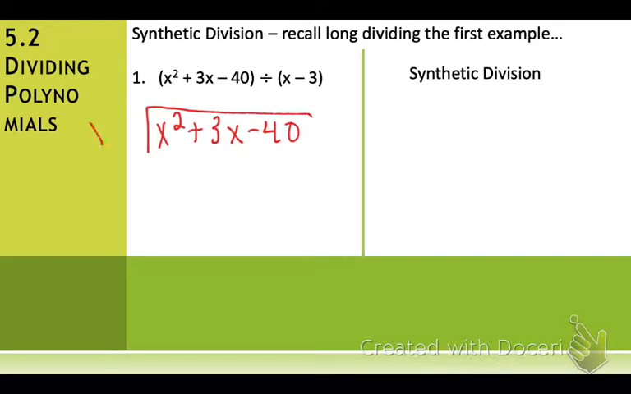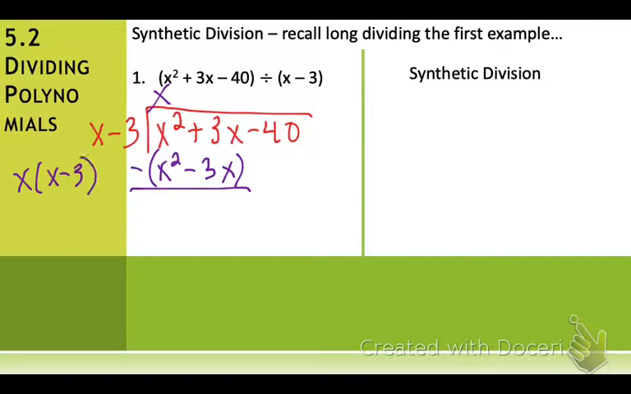Divides into x minus 3. All right, so x is going to go there. I'm going to take that x and multiply it by x minus 3, and that's going to give me x squared minus 3x. Subtract that. Sorry, I didn't show my work. Cancel, 3 minus negative 3 is going to be 6x. Bring down the minus 40 and start again.